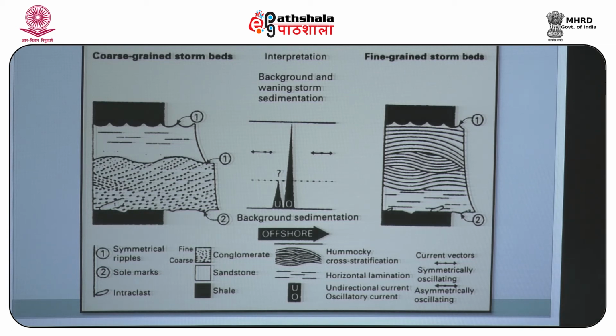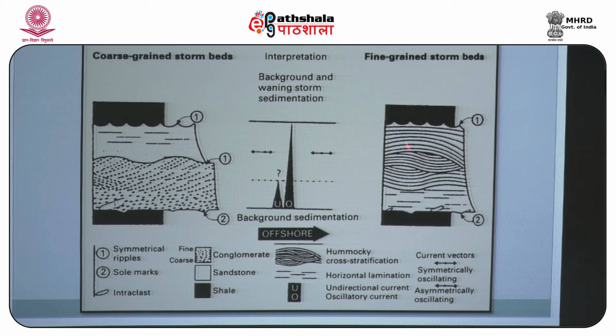These tempestites erode the background sediments of the deeper water, that is beyond the upper shore face. In case of lower shore face, the normal sedimentation is usually silty, but in case of offshore, muds get deposited here. These kinds of coarse grained storm beds, represented by coarse grained tempestites, are usually found eroding these background sediments. Symmetric ripples as shown here are common at the top and sole marks at the bottom.